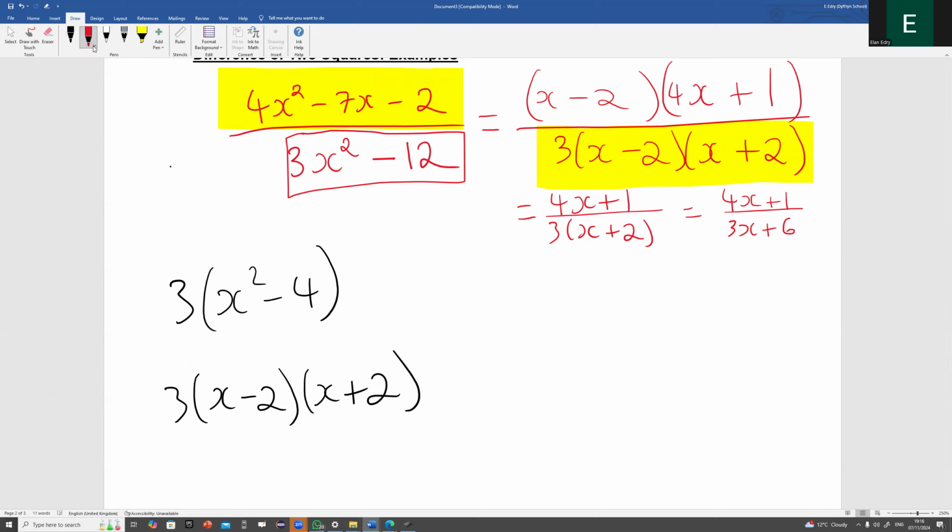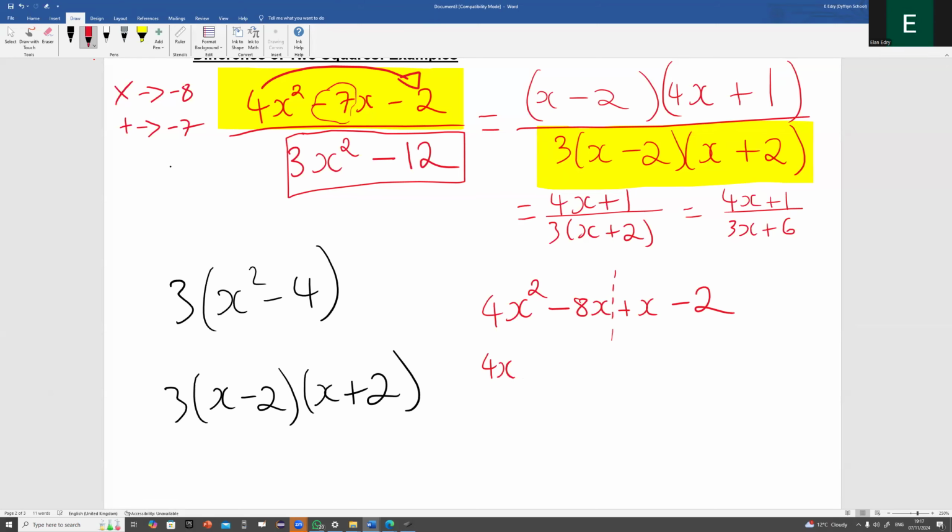There are loads of methods for that. You could do 4 multiplied by minus 2, that's minus 8. And I want a pair of numbers that multiply to give minus 8 and add to give minus 7, because the minus 7 is multiplied by the x. That lets you split up the minus 7. I could use minus 8 and plus 1. So minus 8x plus 1x, minus 2. Then you split down the middle: 4x times x minus 2, plus 1 times x minus 2, giving you 4x plus 1 and x minus 2.